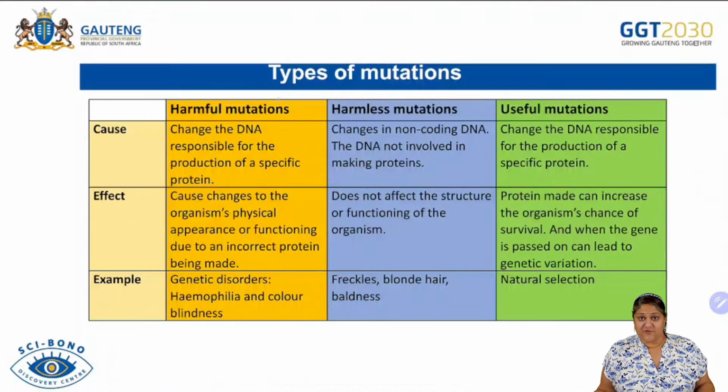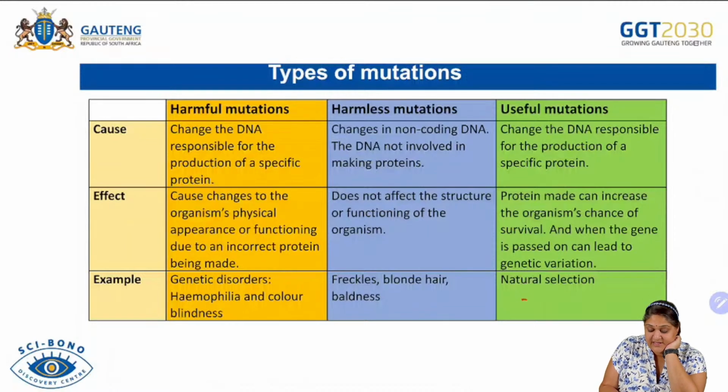Then we've got useful mutations, and these are the change in the DNA responsible for the production of a specific protein. And the protein made can increase the organism's chance of survival. And when the gene is passed on, it can lead to genetic variation. An example of this is natural selection. So this we are going to do in evolution. Okay, so you can just bank it for now.